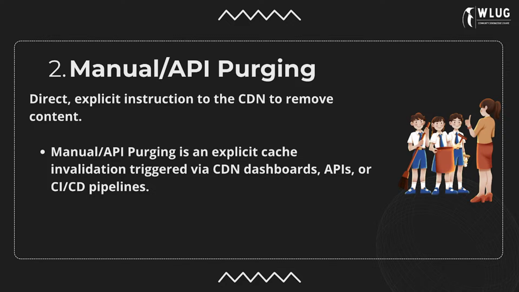So the next method would be manual or API purging. So this is direct or explicit instructions to the CDN to remove the content, wherein the CDN admins directly give instructions to the CDN through the CDN dashboards or APIs or CI/CD pipelines to remove the stale content and basically update the content.